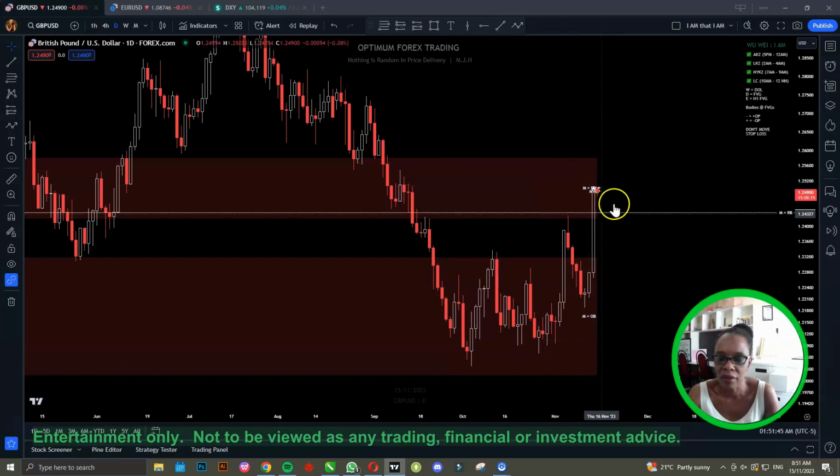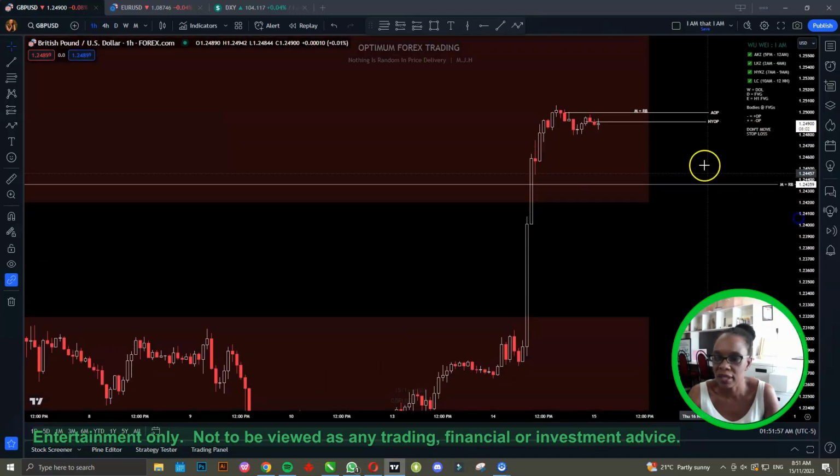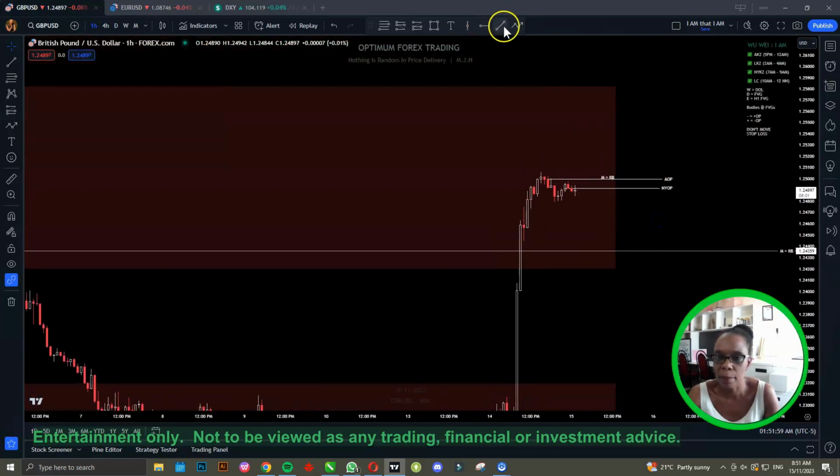So this area is of a lot of interest for me. Because I'm on the daily, I need to wait for a reaction of this on the hourly, and only when price does something like this will I consider an entry. It can come down slightly, go up to premium, create a SIBI, and then start making its way down.